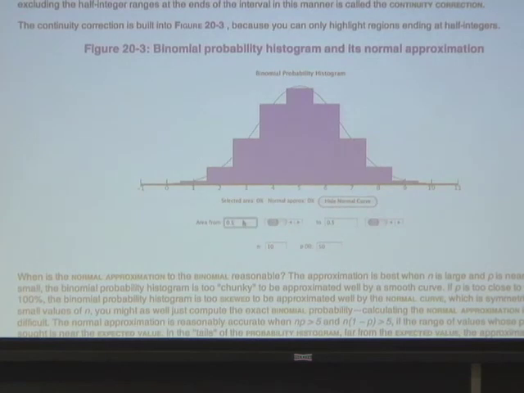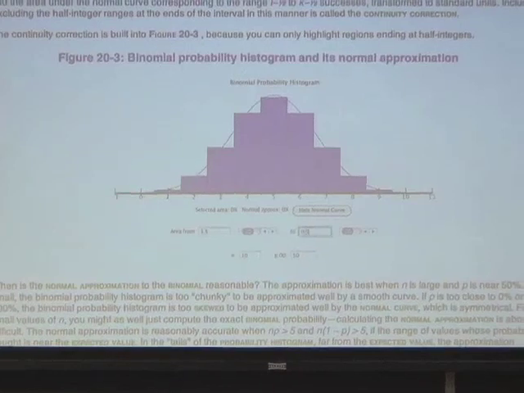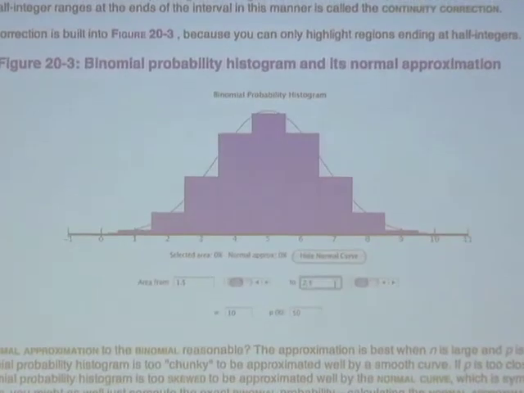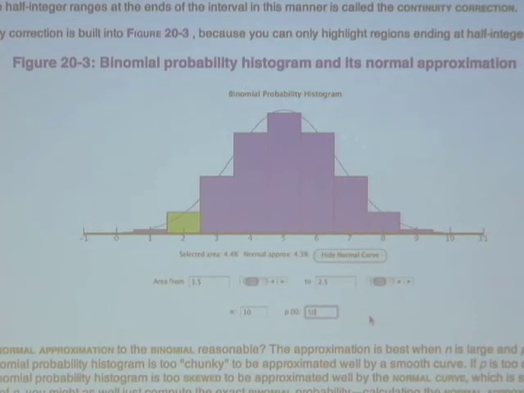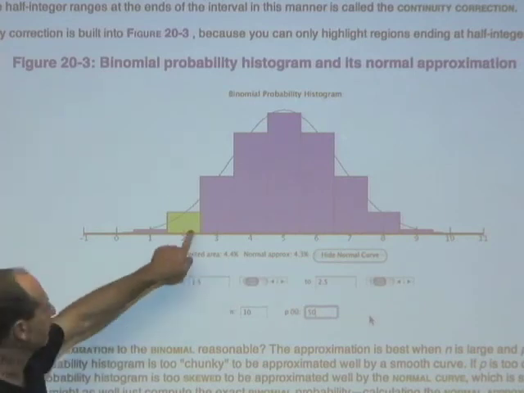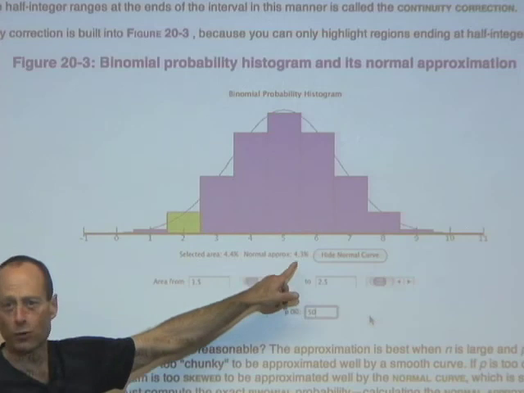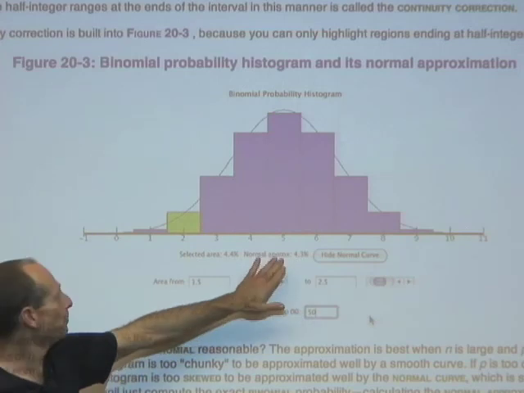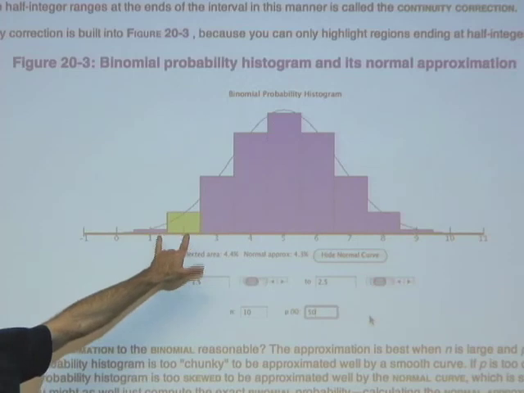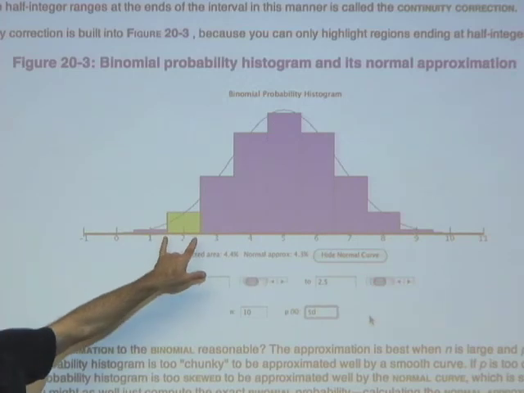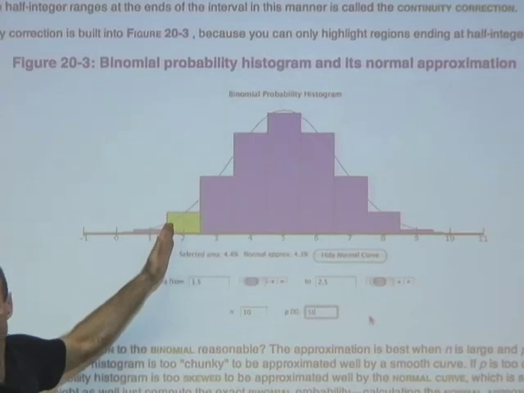So let's actually see how those numbers compare. So if we went from 1.5 to 2.5, then the actual binomial probability is 4.4%. The normal approximation of that is 4.3%. Okay, it does that well because we're really approximating the area of the bin. We're trying to say, okay, area under this region, not area under a point or something like that.